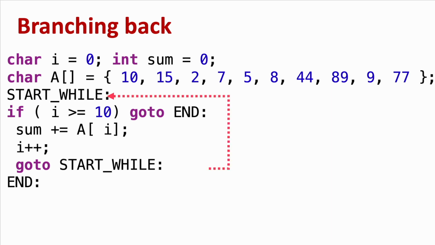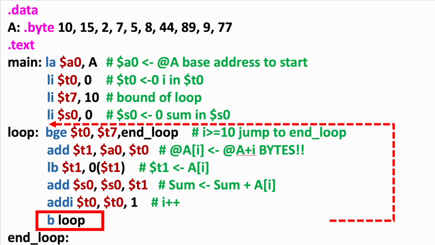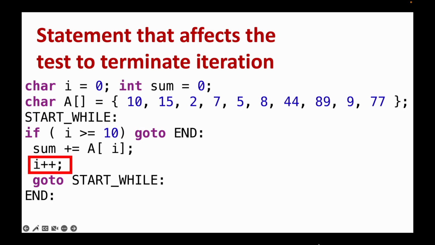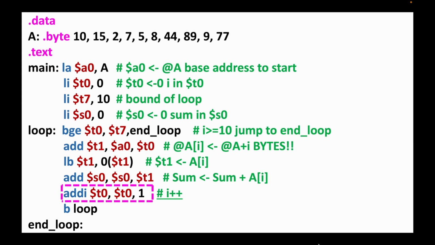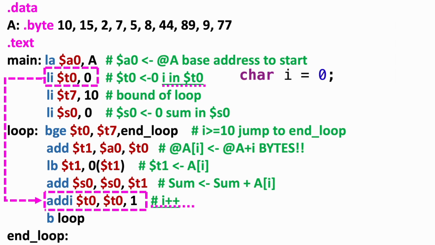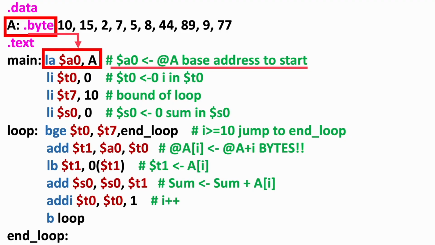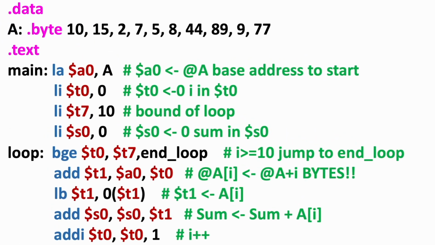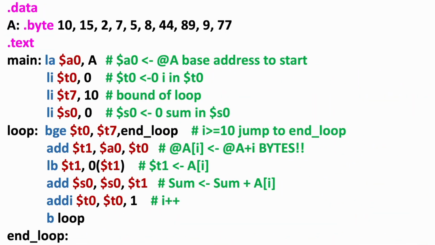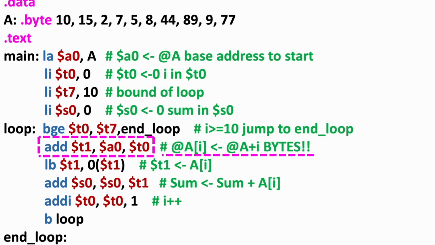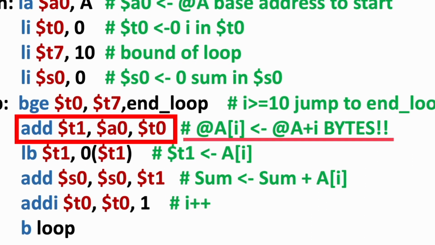A crucial element of the translation to assembler is the branching back, in this case to a label called loop. Just before this unconditional branch, we place the instruction that affects the test to exit the iteration. In this case, it is a direct translation of incrementing the register T0. Note that register A0 holds the starting address of the array. Thus, the first instruction is the result of a translation that uses register T1 to compute the address of the ith element of the array.